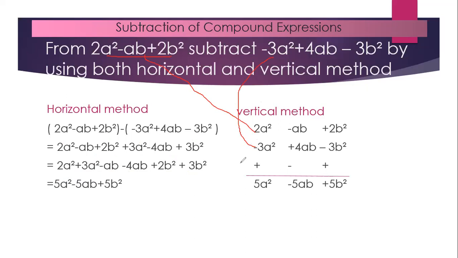Clear? Now in the third step, we have to change the signs. Here, the minus sign is over there, it will become plus. Plus sign is over there, it will become minus. Minus is there, it will convert into plus. Okay? Now 2 plus 3 plus 5. Minus 1 minus 4 minus 5.